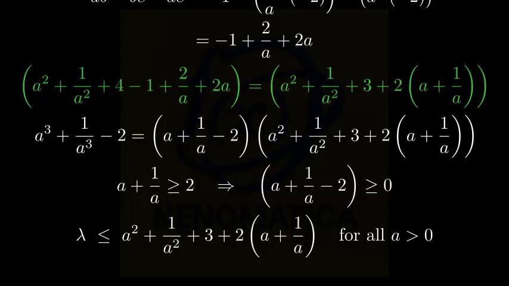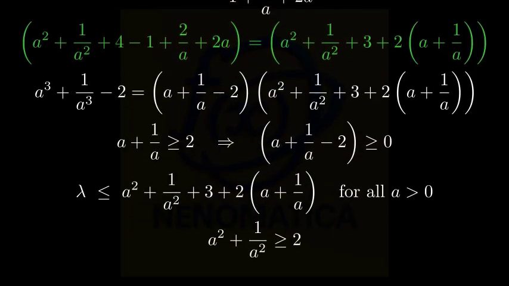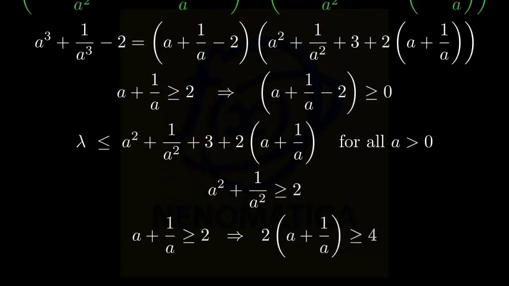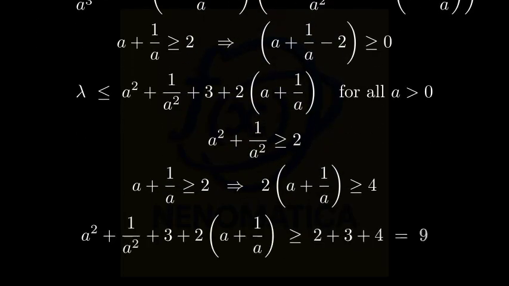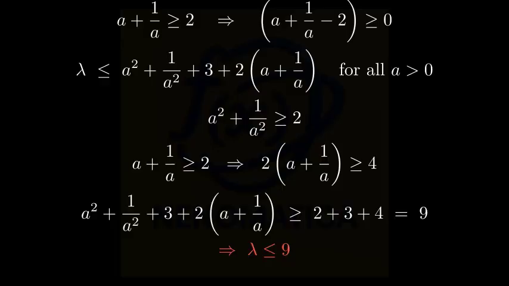Step 4. To find the largest possible lambda that works for every positive a, we need the minimum of the right side. Apply AM-GM twice. First, a squared plus 1 over a squared is at least 2. Second, a plus 1 over a is at least 2. So 2 times that sum is at least 4. Therefore, the expression is at least 2 plus 3 plus 4, which is 9. This shows that lambda must be at most 9.